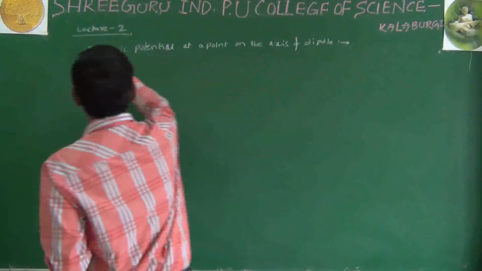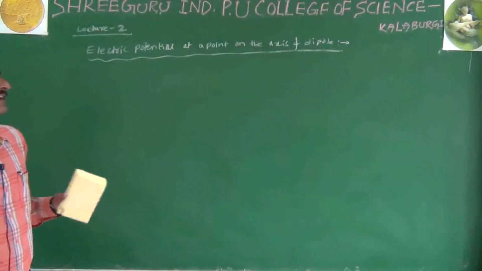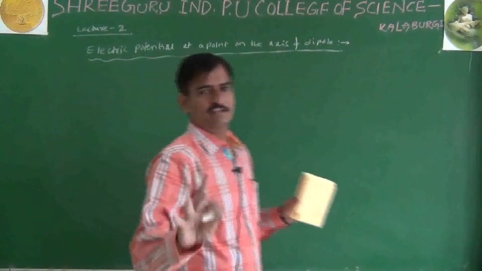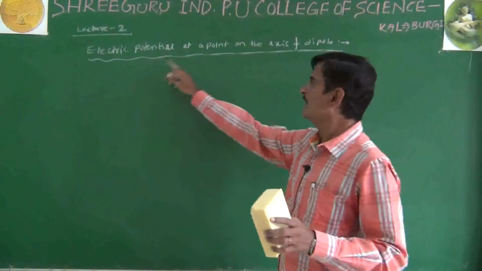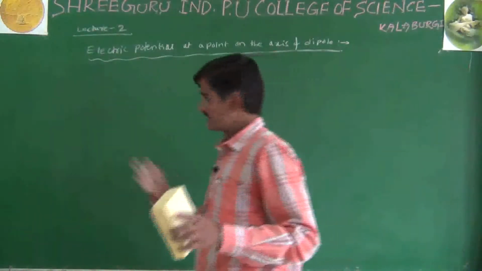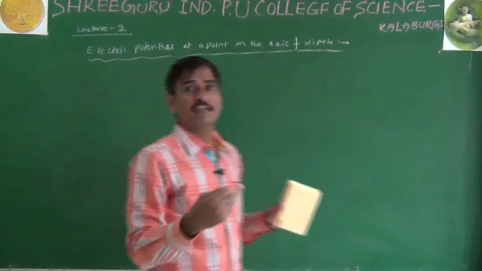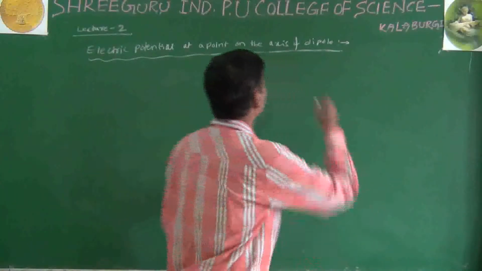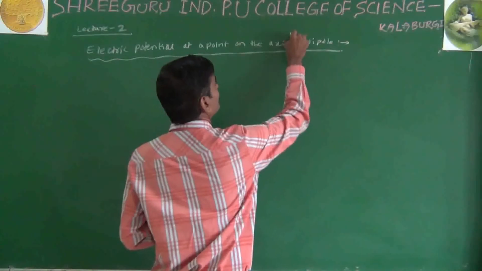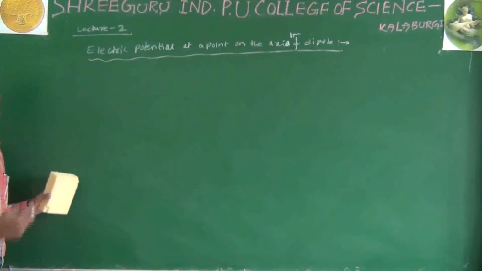First I will determine for axis, then for equatorial line, then for a general point. I will do three derivations today. Electric potential at a point on the axis of a dipole. Then the next derivation will be electric potential at a point on the equatorial line of the dipole, and then electric potential at a general point.